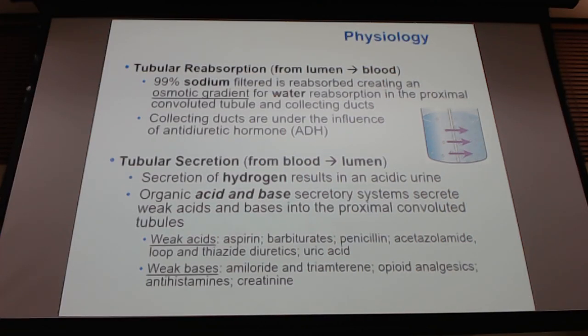Tubular secretion is from the bloodstream back into the lumen. So you'll have the secretion of hydrogen resulting in acidic urine, and then organic acid and base secretory systems secrete weak acids and bases into the proximal convoluted tubule. And there's an example of a few weak acids and bases that are medications that filter into this acid and base secretory system.